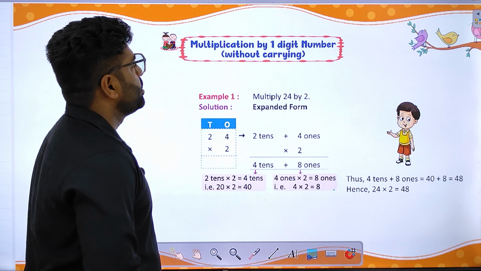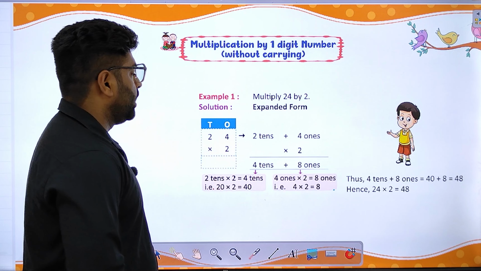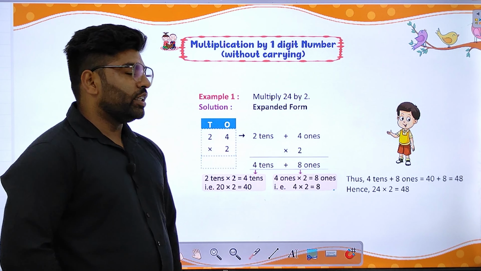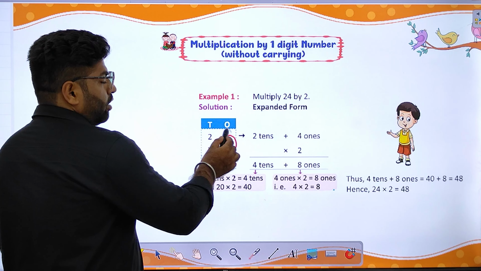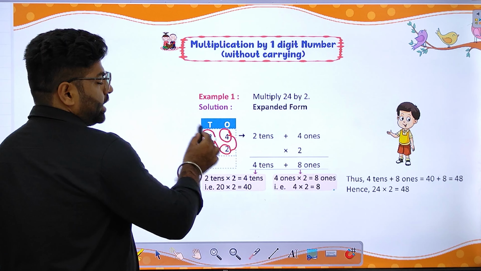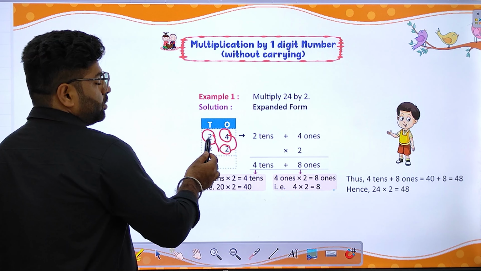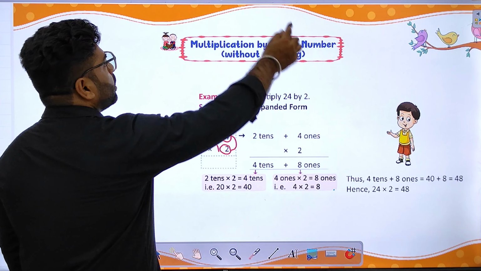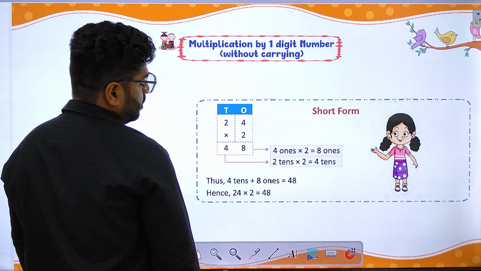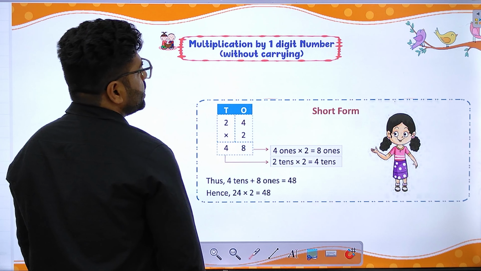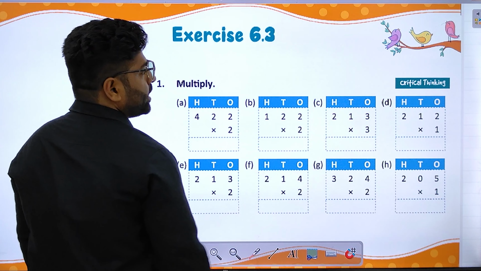Okay, now come to our next part, that is multiplication by a one digit number without carrying. Here we are having a 2-digit number and a 1-digit number. The first thing you have to do is multiply the ones place and then the tens place. Here, just like 4 twos are 8, 2 twos are 4. Now come to our next part. Multiplication by a one digit number without carrying. Okay, this is also the same part.